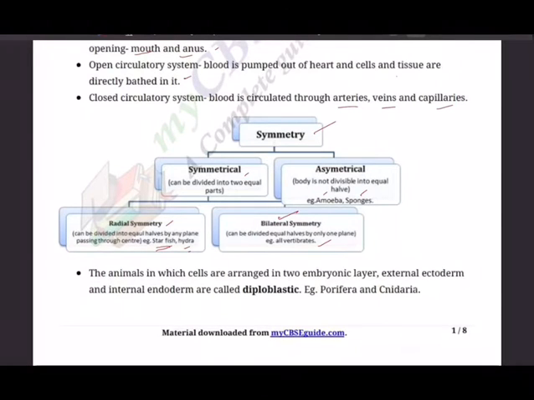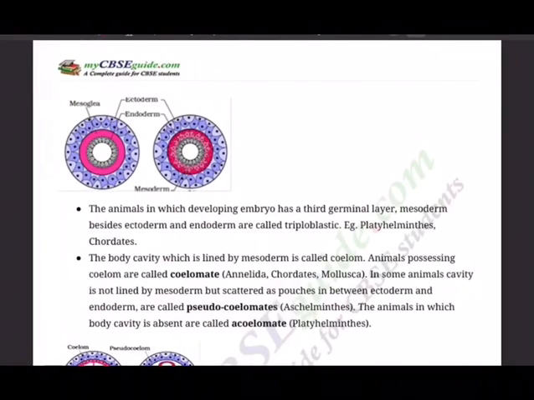The animals in which cells are arranged in two embryonic layers, external ectoderm and internal endoderm, are called diploblastic. So during the embryonic stage, if an animal has got two layers within the embryo, external ectoderm, internal endoderm, then we say diploblastic animal. Example, porifera, coelenterata or cnidaria. When you cut open this embryo, we can see the presence of two layers, ectoderm and endoderm. This is ectoderm, this is endoderm.